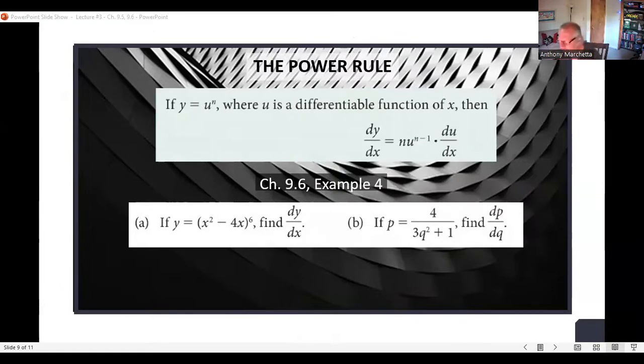So part A. This is example 4. It's going to be y equals x squared minus 4x to the 6th. The next one is p equals 4 over 3q squared plus 1.